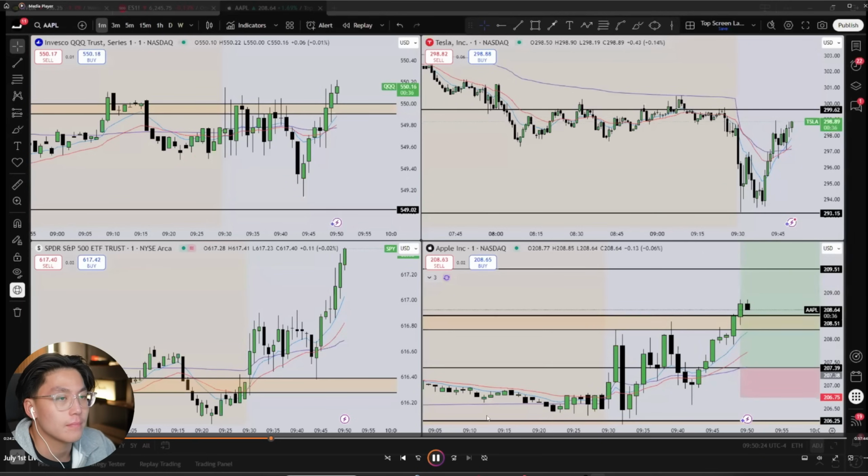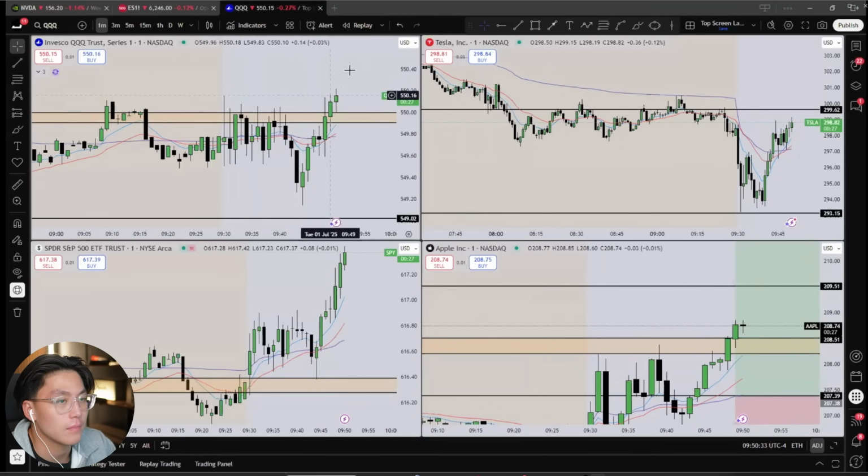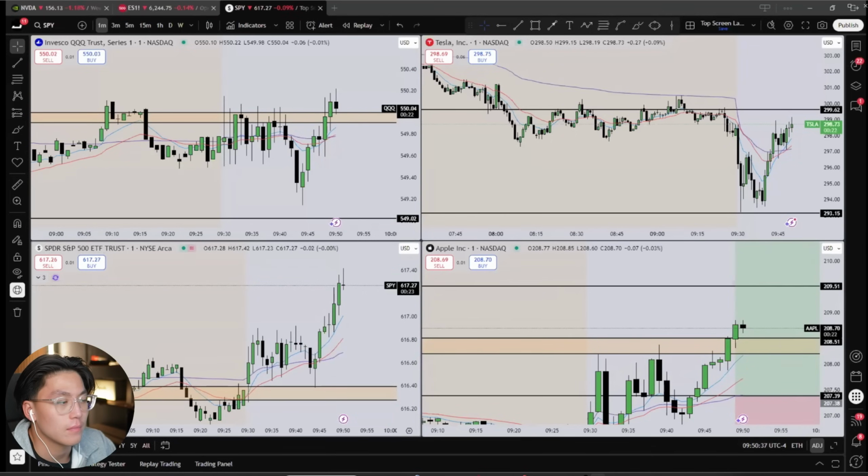Key level for me now is going to be this 208.50s. I just like to see this hold 5-minute range high. That's going to be our key level for continuation. I personally would like to see Qs hold your 550, push higher, SPY, and then Apple push up in towards this 209 and 209.50 now.